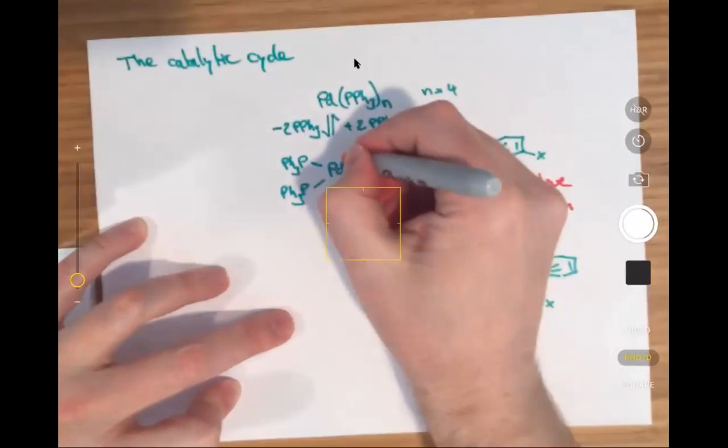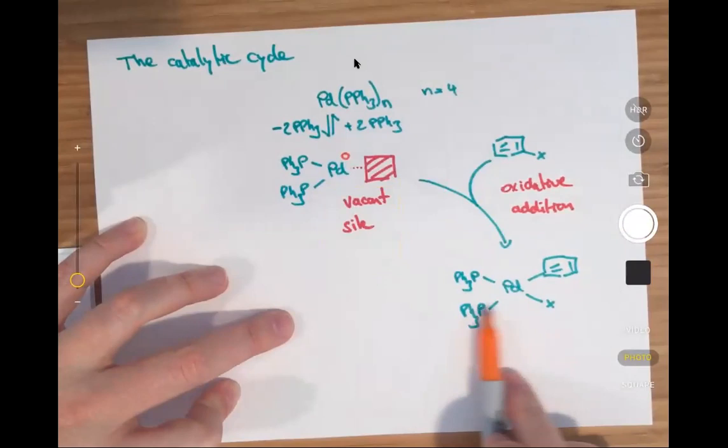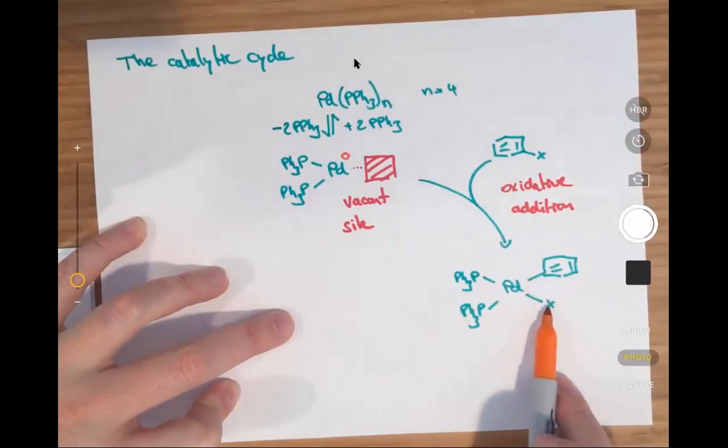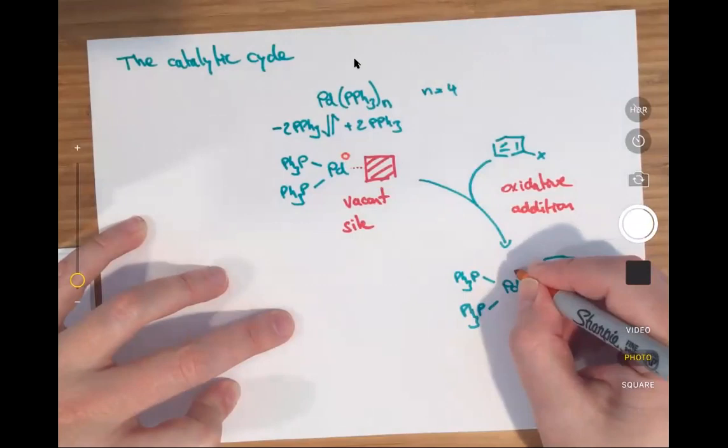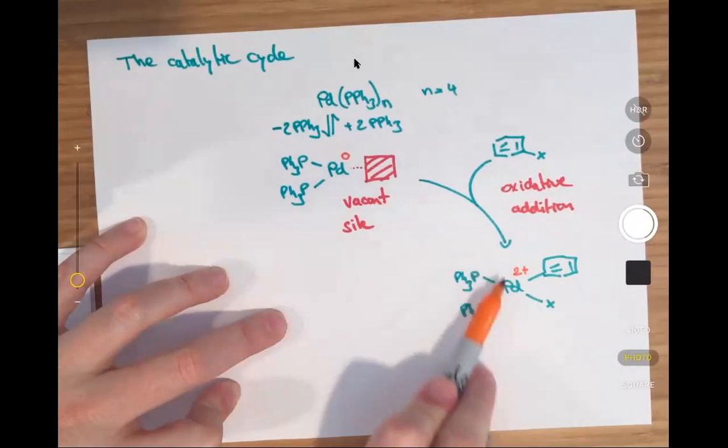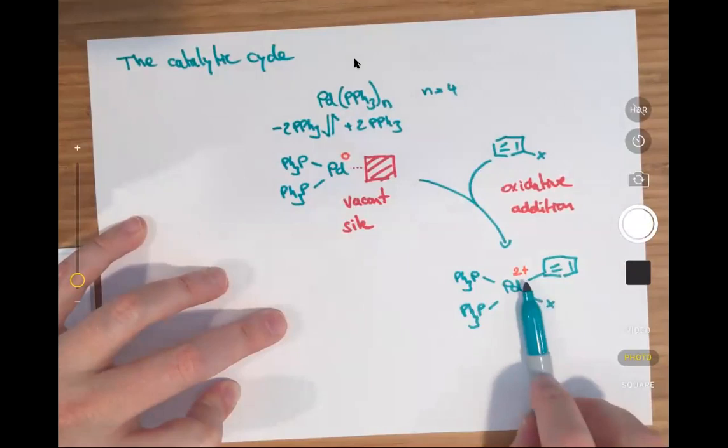If we did the thought experiment on this system, we could remove these as neutral ligands, and each of these would be negatively charged, one minus. So this palladium needs to be two plus. Right? So this is why this step here is an oxidative addition. It formally oxidizes the metal. And the oxidation state changes by plus two.